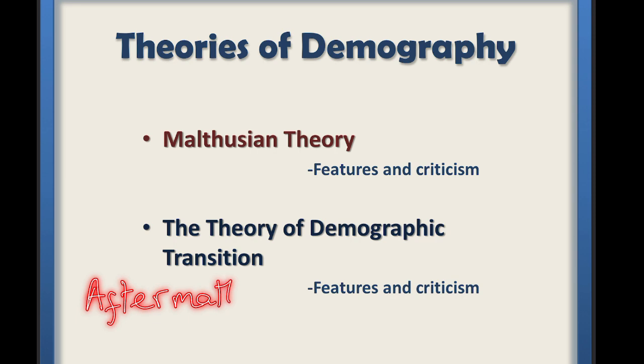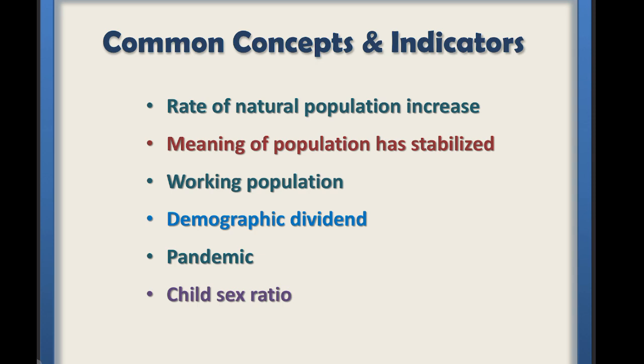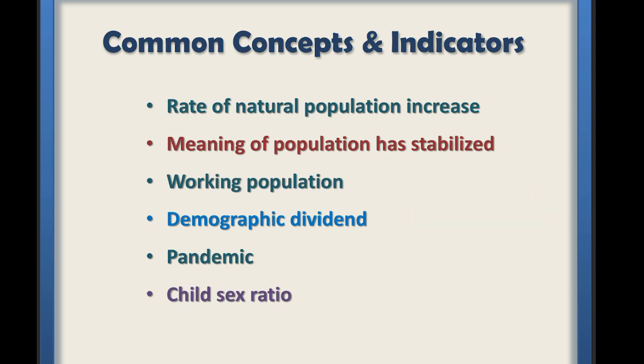Let's look at some common concepts and indicators. First thing to understand is that the demographic concepts are expressed as rates or ratios. Why? Because they involve two numbers. Most countries of the world are required to report birth rates and death rates to the appropriate authorities like the police station or the PHCs in a village or the municipal office in the towns and cities.